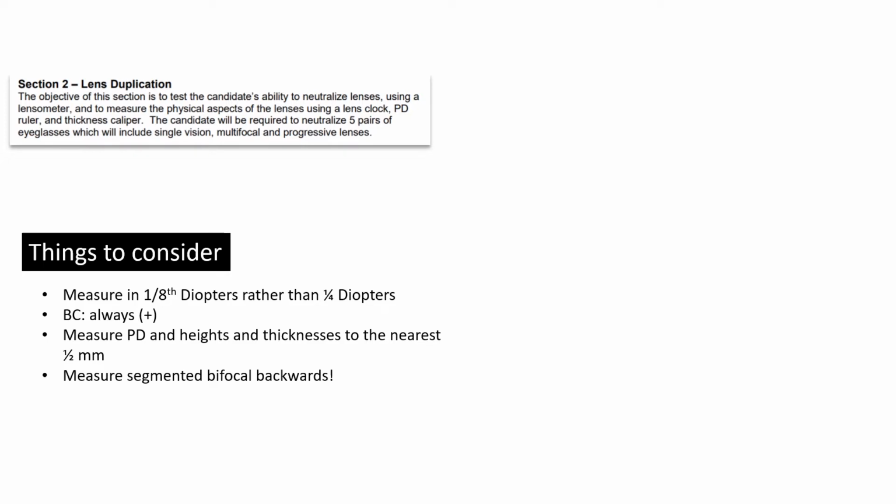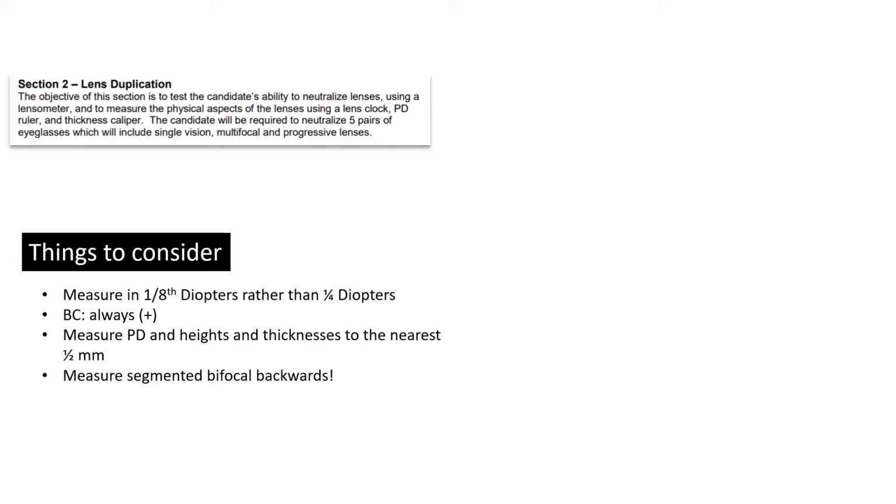And always remembering when you're reading powers, we do the back vertex power of single vision lenses, and even when we're reading progressive lenses, we're doing the back vertex power. However, in a segmented multifocal, remember to flip the glasses around, right? And this is something that I don't think a lot of students really practice very often. When you're reading the distance portion of the lens, you're going to read it back vertex power. So that means the front of the lens is facing you through the lensometer. And then you can record your distance prescription.